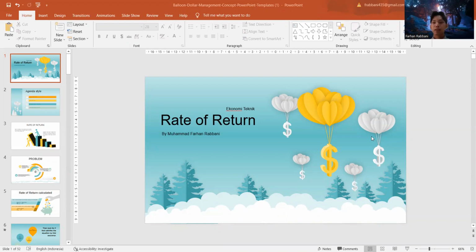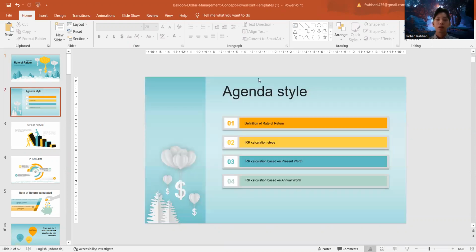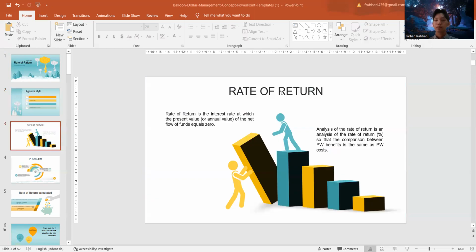The explanation in this video covers four things, namely: one, the definition of rate of return; two, the ROR calculation steps; three, ROR calculation based on present worth; and four, ROR calculation based on annual worth. One, what is the rate of return?